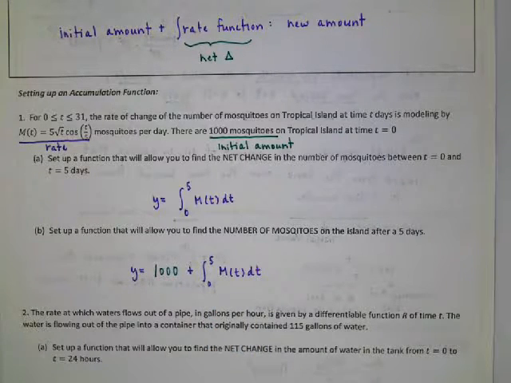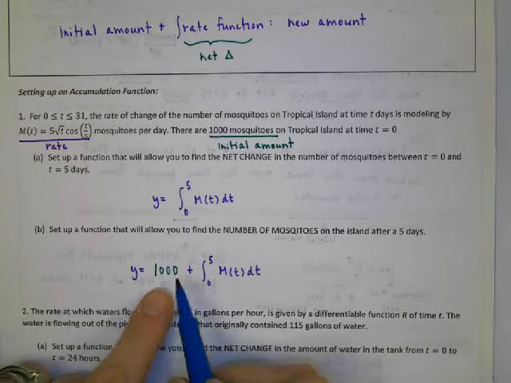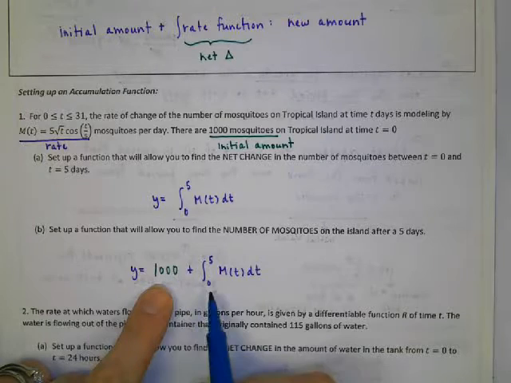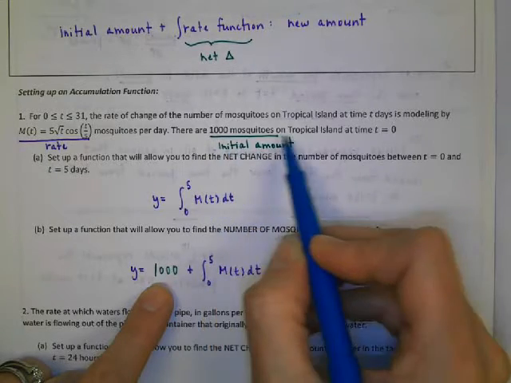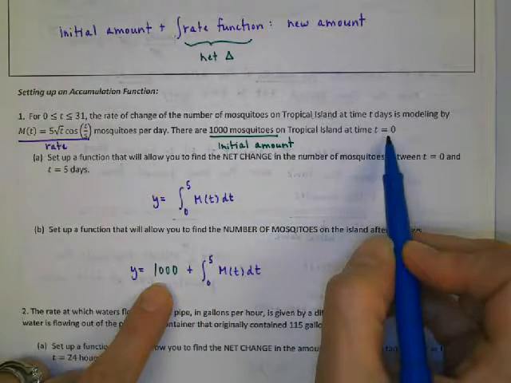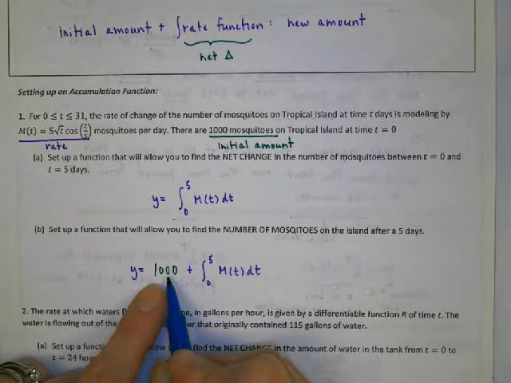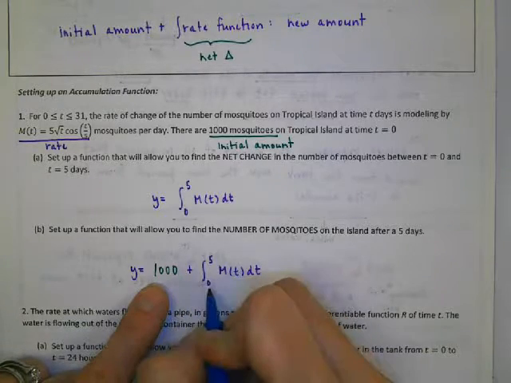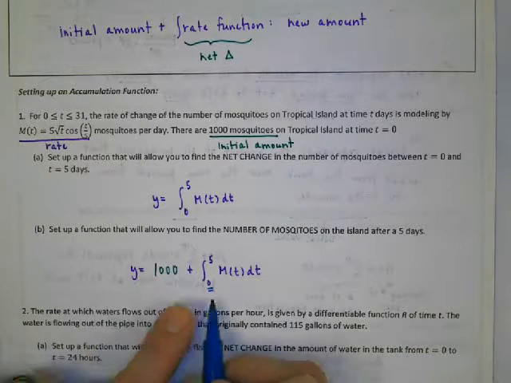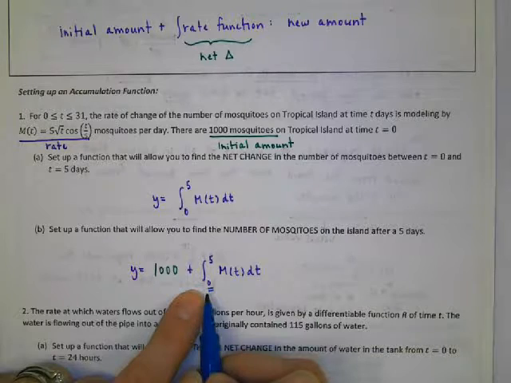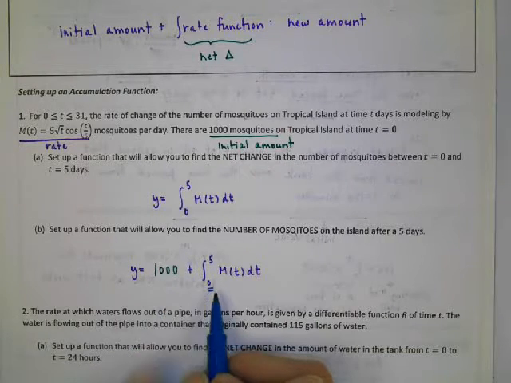Now, one thing that's going to be important to make sure you check is that your initial condition is going to match your lower limit of integration. So here's what I mean. This said that there were 1,000 mosquitoes at time t equals 0. So this is the amount at t equals 0, which means my integral better have a lower limit of 0 as well, so that my initial condition matches the starting point of my integral. And we'll revisit that as we go through.